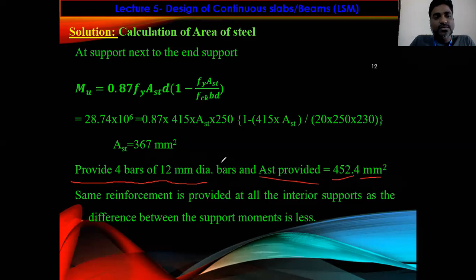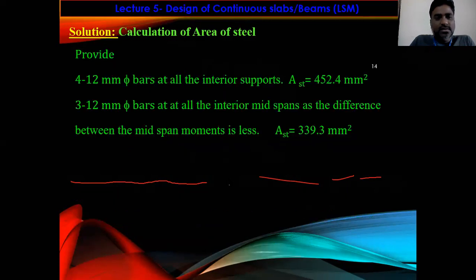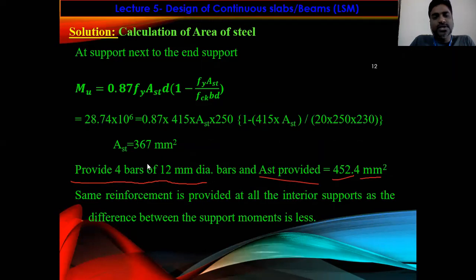Remember one more thing: you need to check whether the AST provided is greater than the minimum and less than the maximum. I provided AST minimum somewhere else. I have checked it, but the calculations are not shown here. Whatever reinforcement I got, this is greater than the AST minimum, and this is less than the AST maximum.